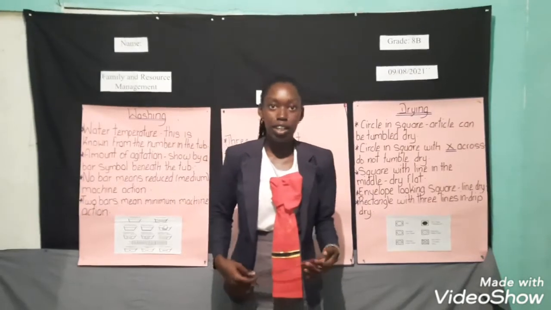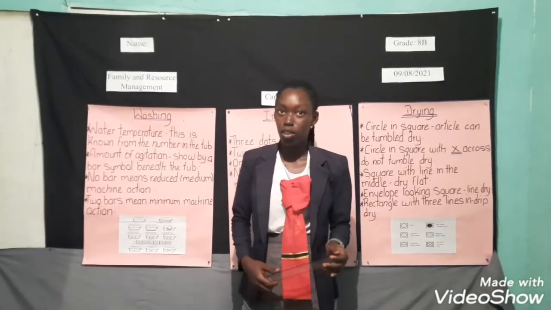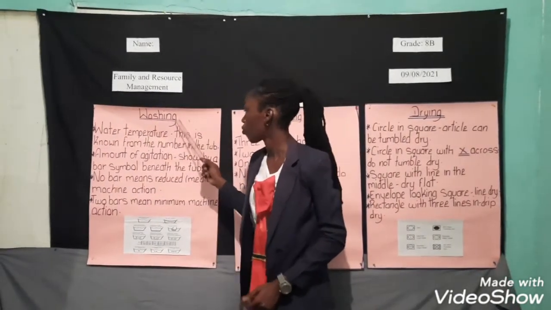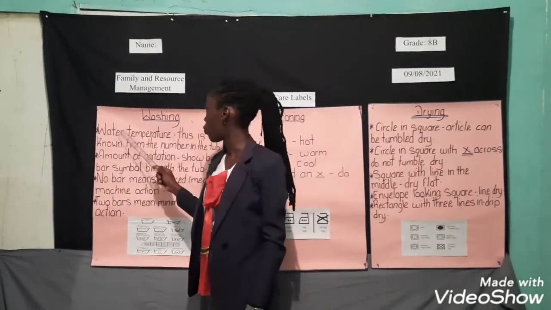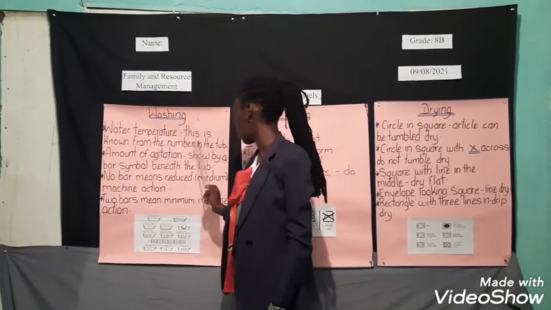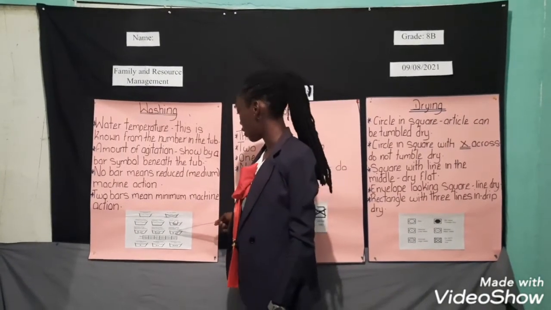Great. Since everyone has understood the video and learned something from it, we will read and discuss the wall chart as a class. Now students, as you know, there are 5 methods of care labels. The first one we have here is washing. The first point is the water temperature. This is known from the number in the tub. And below we have an example of the symbol.